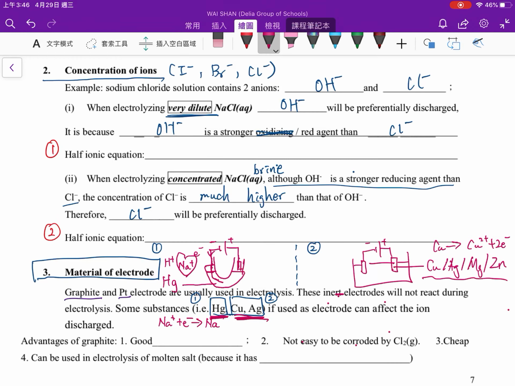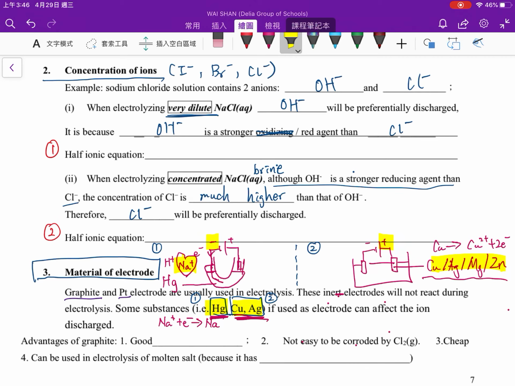If it's made of mercury and it's connected to negative, then because it loves metal, the metal ion will preferentially discharge. And if it's a metal electrode and it's connected to positive, then because they are reactive, they will preferentially discharge and lose electron.